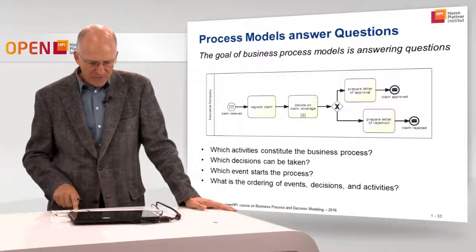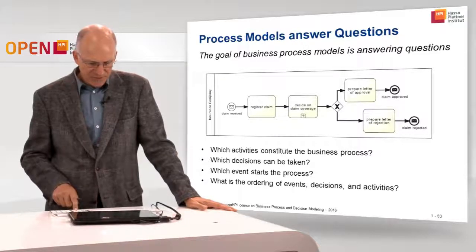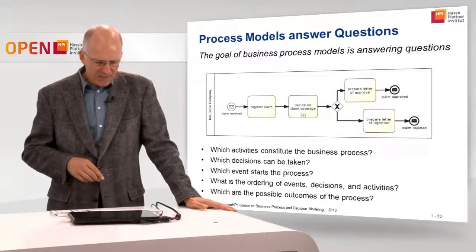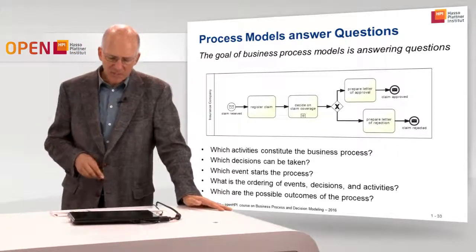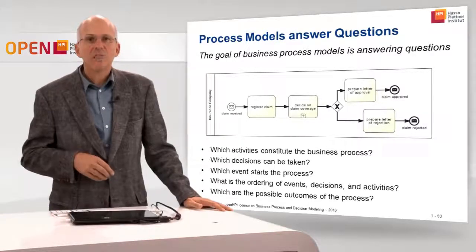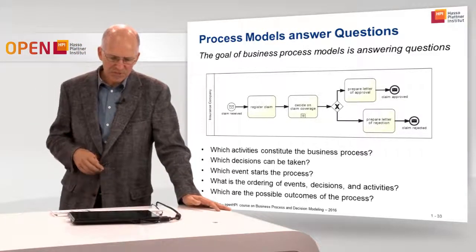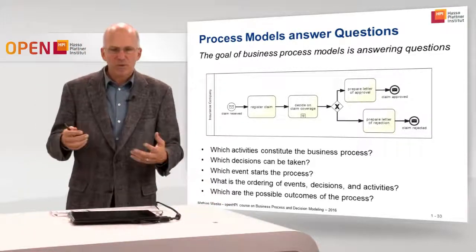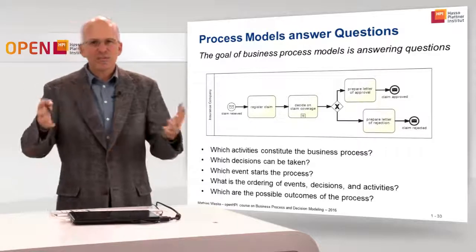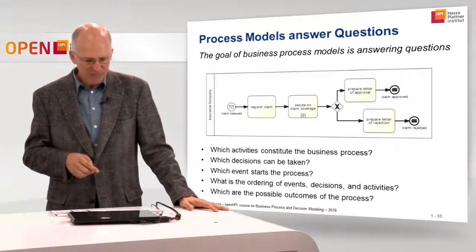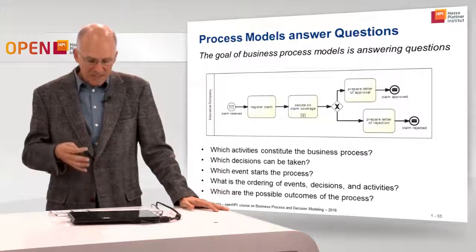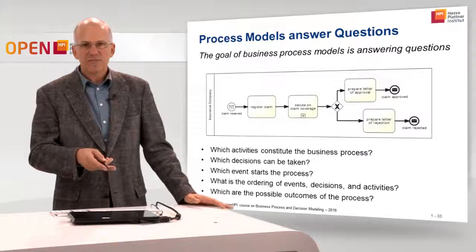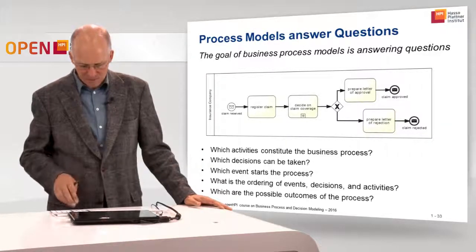What is the ordering of events, decisions, and activities? This question can also be answered here. Which are the possible outcomes of the process? Here we see two possible outcomes. The claim is approved or the claim is rejected. Also, these questions can be answered here. So these process models provide this common language for all the roles involved in process management projects, and they can agree. When I have a process model like this, it is quite easy to answer these questions because there is this common language.